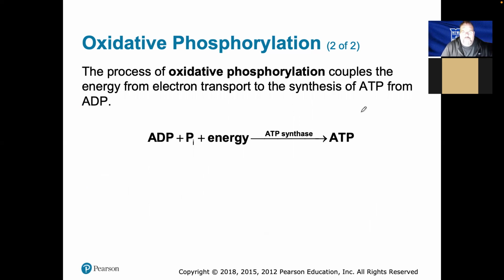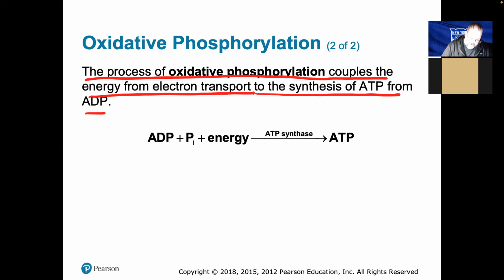The process of oxidative phosphorylation couples the energy from electron transport to the synthesis of ATP from ADP. And this is probably the most important statement of all the complex stuff in the last couple of slides. The process of oxidative phosphorylation couples the energy from electron transport to the synthesis of ATP from ADP. So this energy from electron transport combines ADP and phosphate to generate ATP.